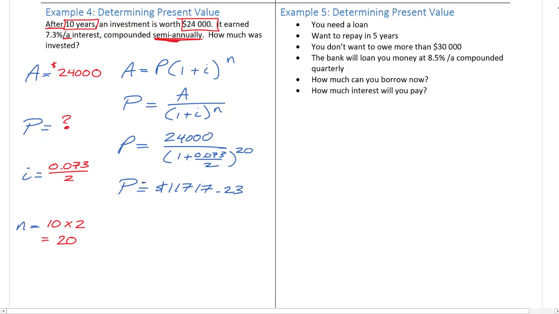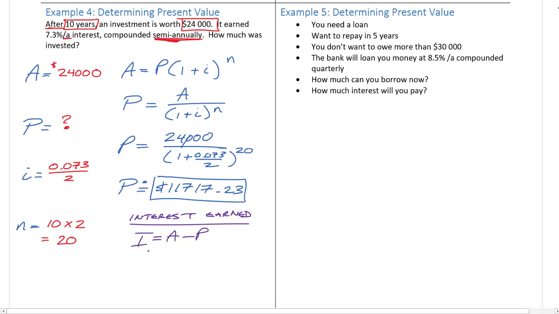$117,017.23. There we go. That's the approximate amount we end with. Or started with, right? That's our starting amount. So how do we find the interest earned here? It's the same idea, right? How much interest was earned? We just need to subtract from the end amount the starting amount. So interest is always the end amount, which is A, minus the starting amount, your principal.